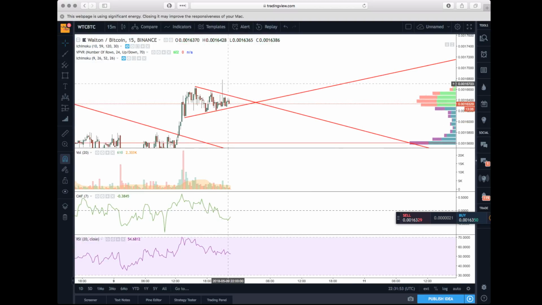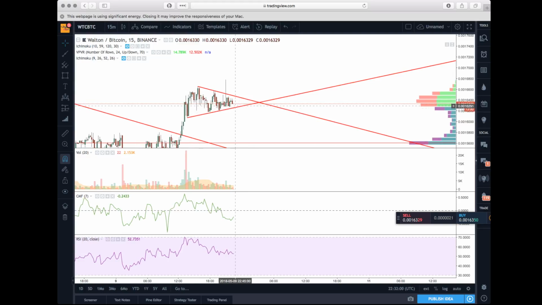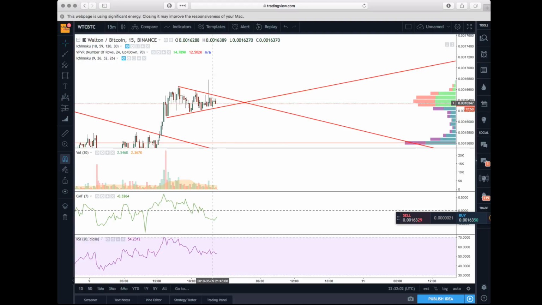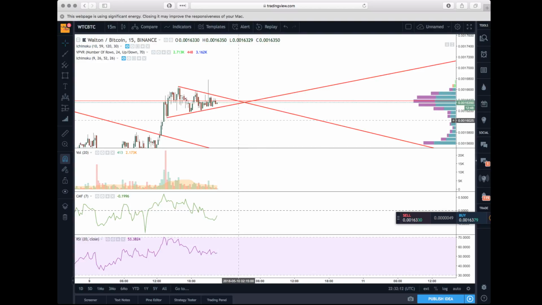I'm waiting to see what happens, and then I'm trading the breakout. The other option in a symmetrical triangle is sell the resistance, buy the support, stop loss below, stop loss above, depending on what you're doing. So if you sell the resistance, then you put a stop loss up above.